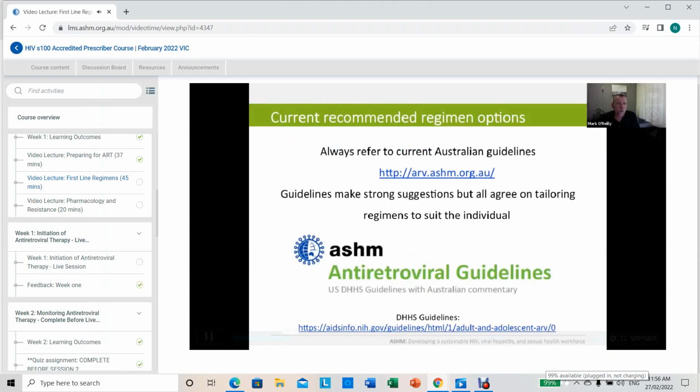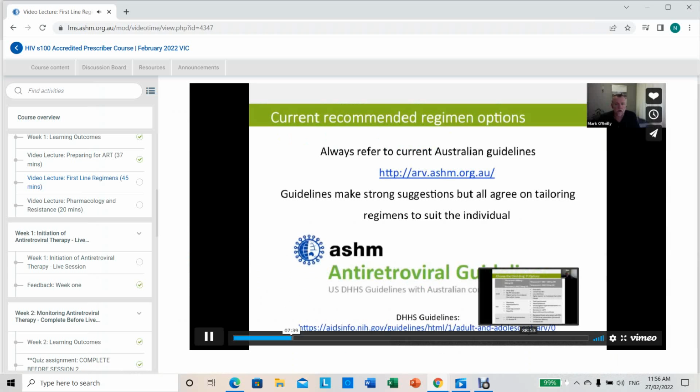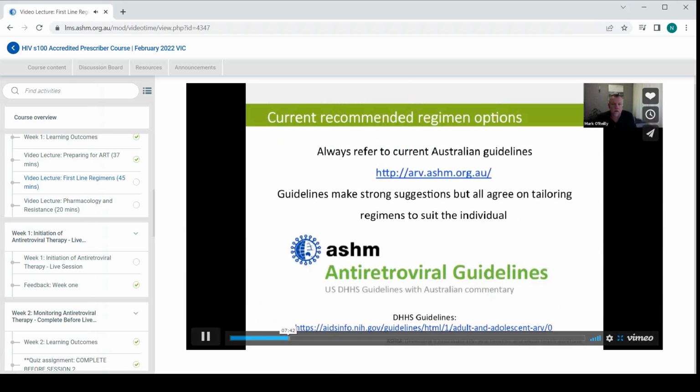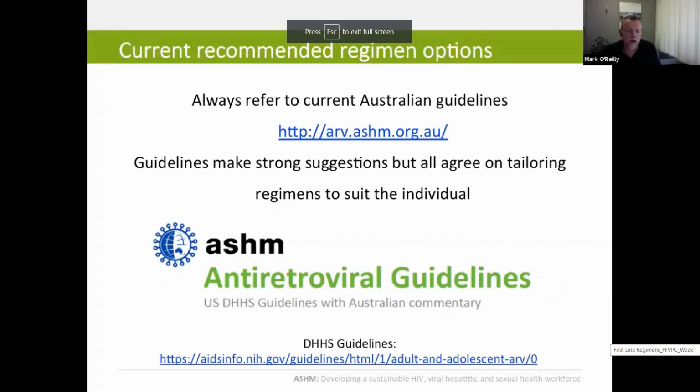So in terms of what options are recommended, in Australia, we have the ASHM treatment guidelines. They are based on the US Department of Health and Human Services HIV guidelines. The American DHHS guidelines are updated several times a year, and shortly thereafter, the Australian Antiretroviral Guidelines Committee reviews the American guidelines and tailors them to the Australian context. You can see the web link on this slide to both the Australian guidelines and also to the American DHHS guidelines.